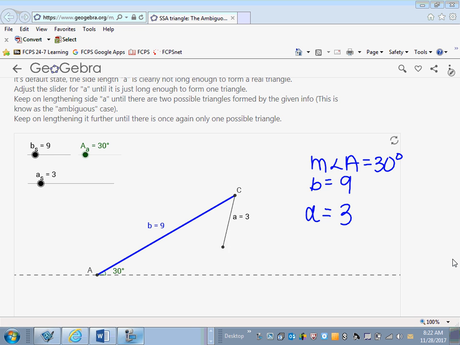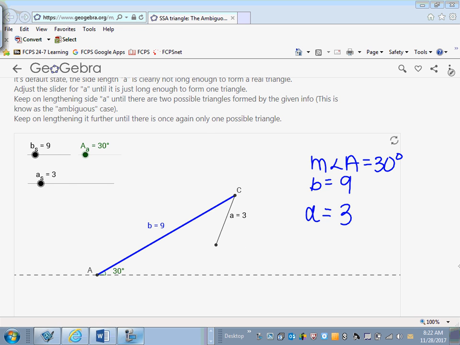So the reason this is called the ambiguous case is because there are 3 different things that can happen. We're not really sure. It depends on the third length of that side that's swinging, side A. So if A is 3, you notice that there are no triangles created. So that is case 1, that we will have no triangles when we're given information with angle, side, side.